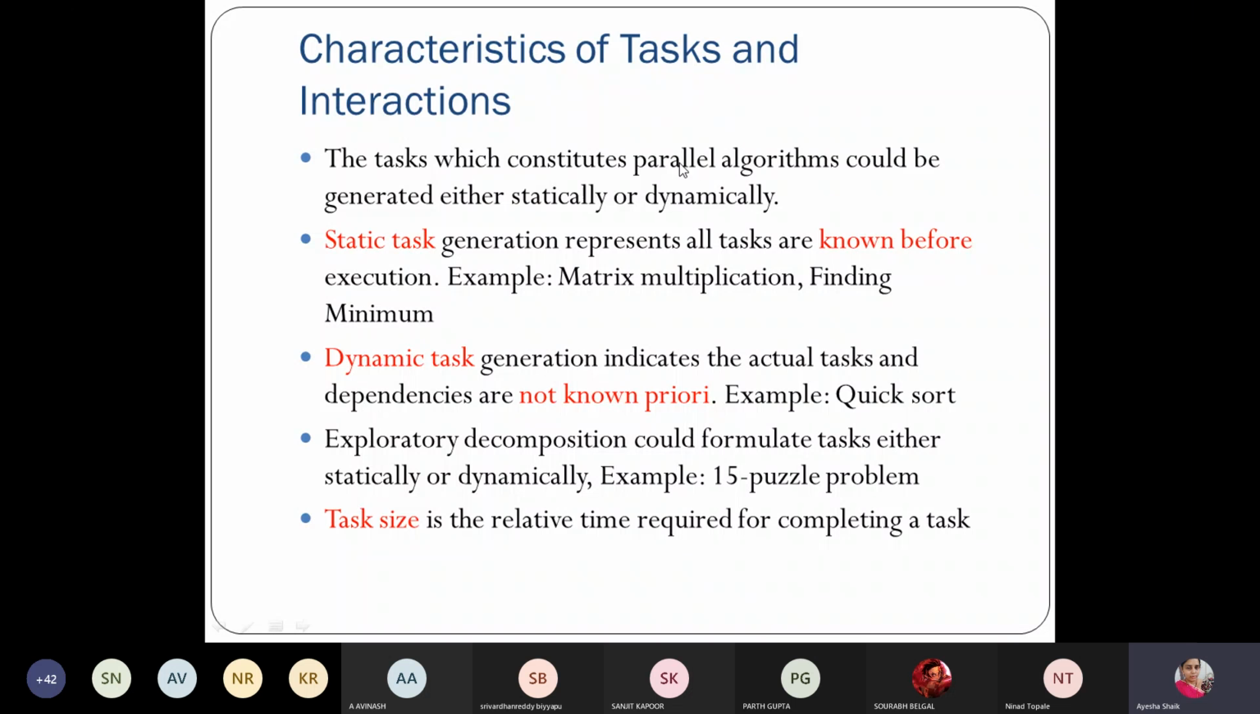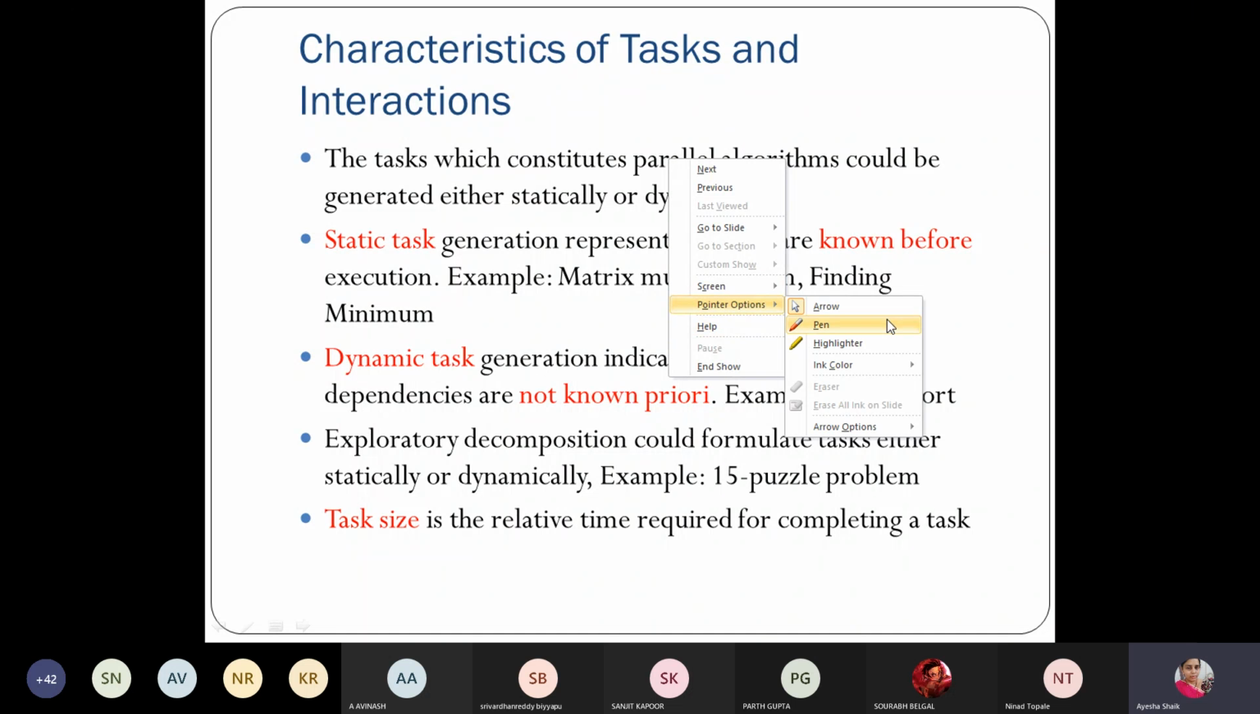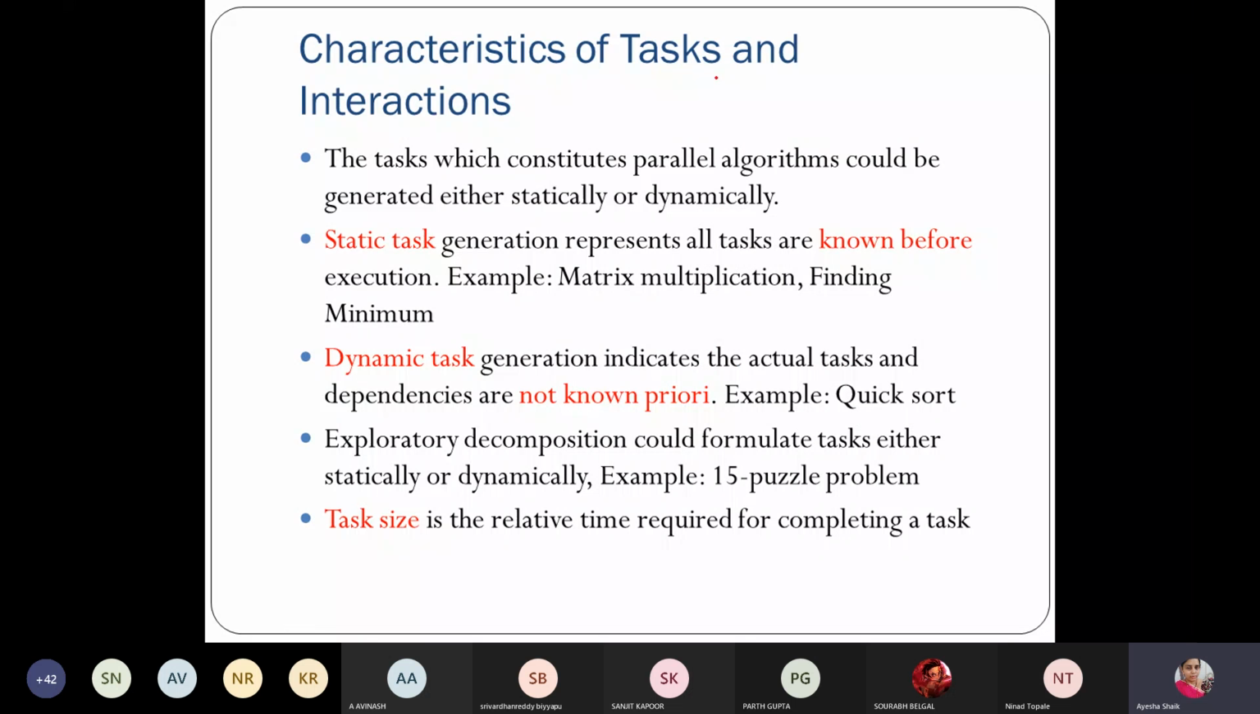Now coming to the characteristics of tasks and interactions. We are discussing that there are tasks, and we will have some interactions between those tasks. So what are the characteristics that we will see? The tasks can be generated in a static manner or a dynamic manner. If it is static task generation, the task needs to be known before execution. For example, matrix multiplication and finding the minimum of given numbers.